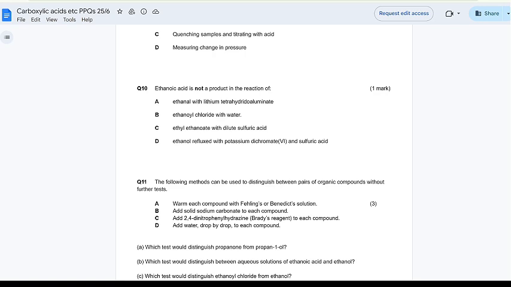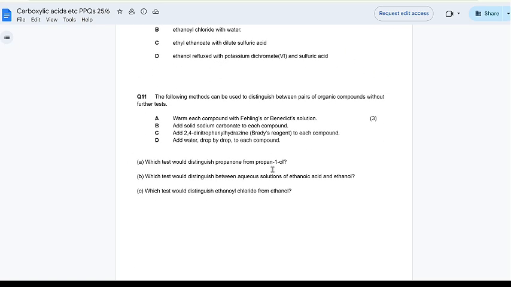Ethanol refluxed with potassium dichromate and sulfuric acid. That could be. So A, yeah, A is pretty confidently our answer there, because that would produce a carboxylic acid. Primary alcohol goes to aldehyde, then ethanoic acid. So yeah.